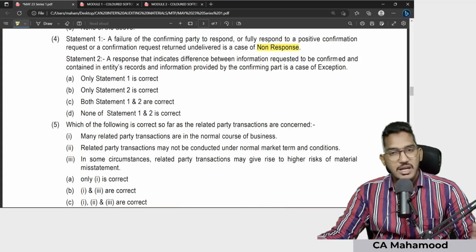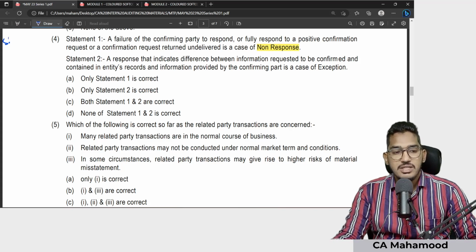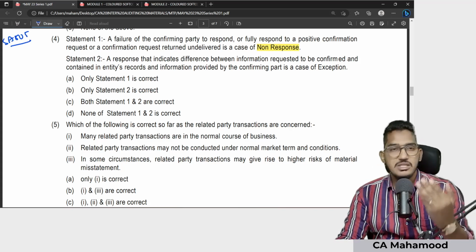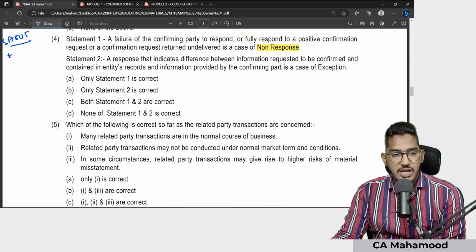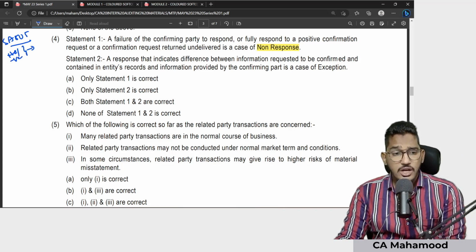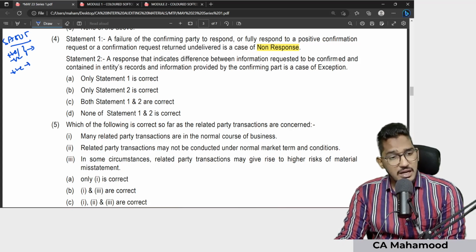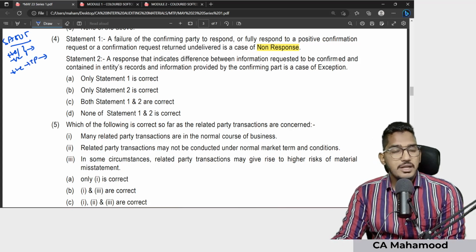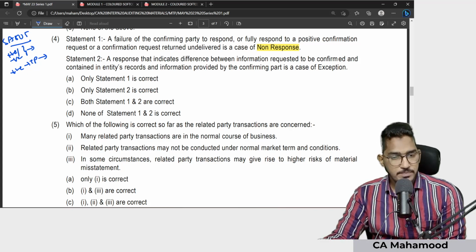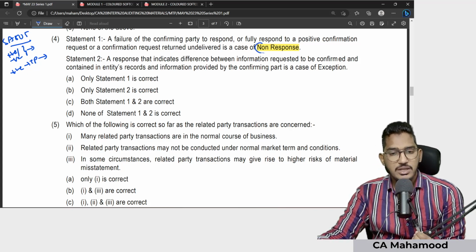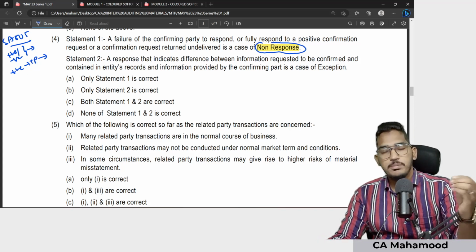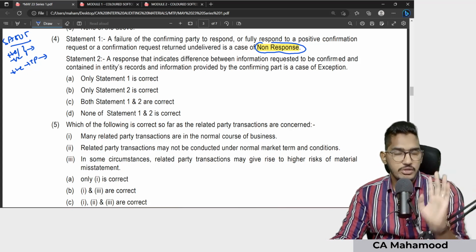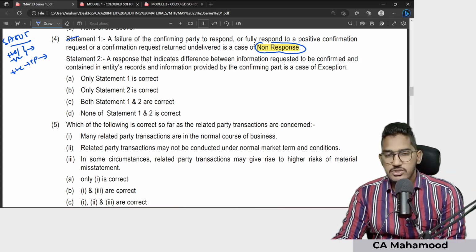Do you agree with that? Yes. It is from SA 505, which gives the definition of non-response. What is the definition of non-response? If you send a confirmation request, either positive or negative, but it has been returned undelivered, or you sent a positive confirmation request that reached the third party but the third party did not respond, that also we call a non-response. Non-response includes two scenarios: when a confirmation request is returned undelivered, or you have sent a positive confirmation request but the third party did not respond to it appropriately. So statement 1 is correct.